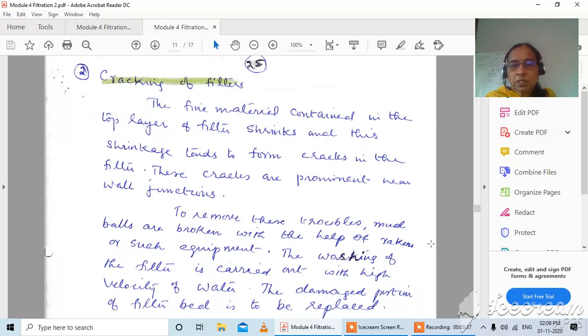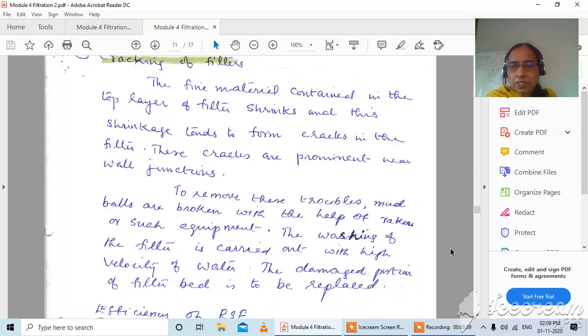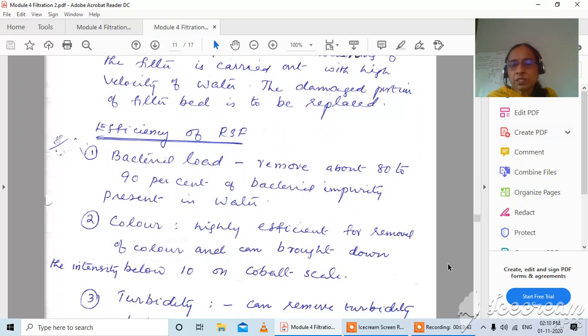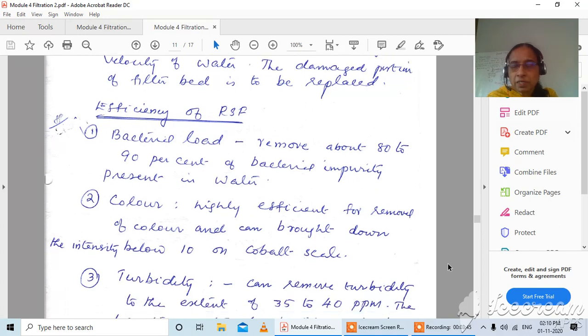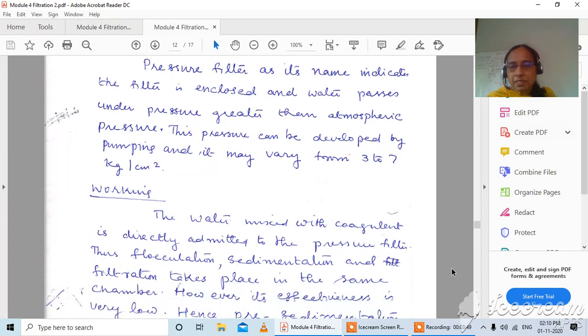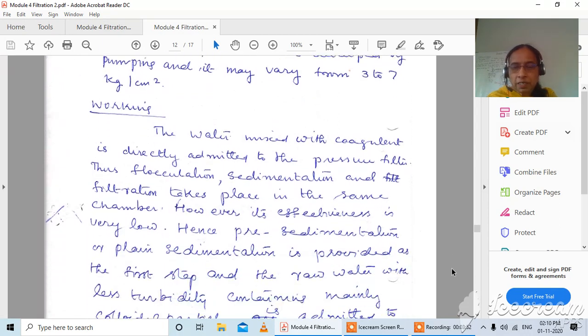Okay, so those are the two problems we usually face in the case of rapid sand filter. Now the efficiency: we know that it removes color, it removes the bacterial load, and it can remove turbidity, etc. So that we have already discussed.